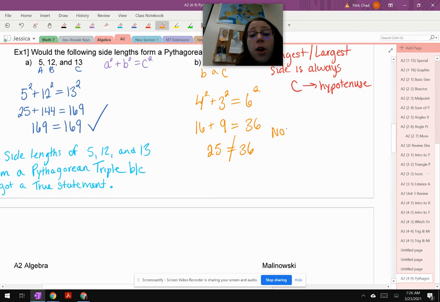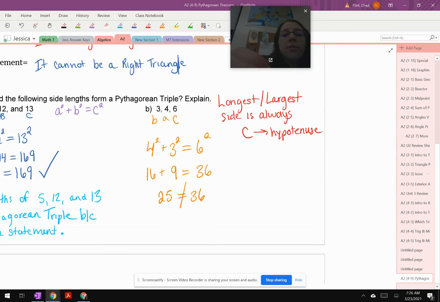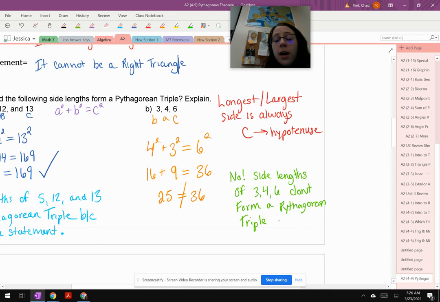So here we have no, side lengths of 3, 4, and 6 don't form a Pythagorean triple. We ended up with a false statement.